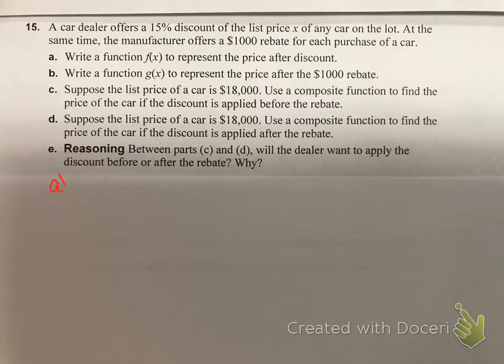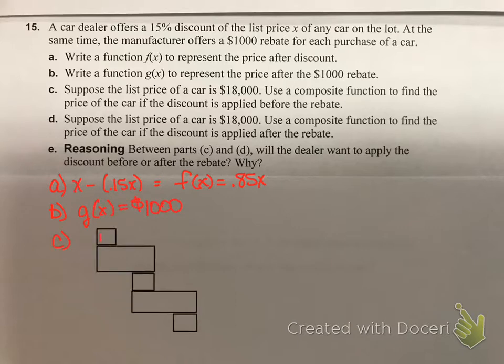This is kind of what we were talking about with the car. Which one was better to take, the discount before or after the rebate? Okay, for our discount A, f of x is equal to 0.85x. B is g of x, which is our rebate. And it looks like I wrote g of x not correctly on my B. Let me fix that.